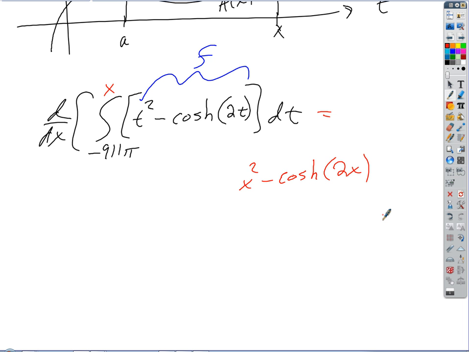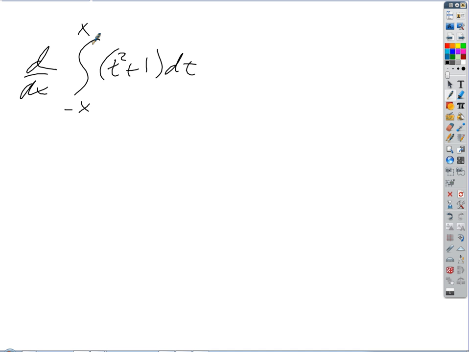So that's the answer, right? All you have to do in this case, if the bottom is a constant and the top is a variable, is plug that in, okay? But how about if I did something a little different than that? What if I said instead, the derivative with respect to x of the integral, we'll just make it easy, of t squared plus 1 dt from negative x to positive x. Okay? It's still going to be x squared plus 1.